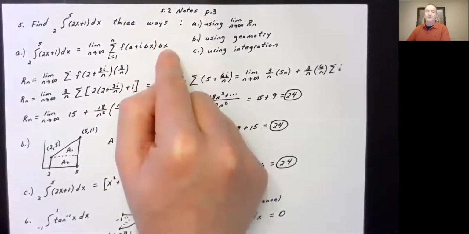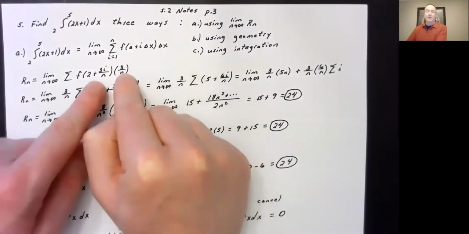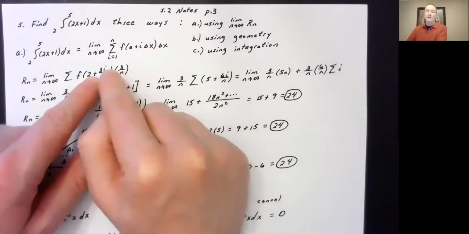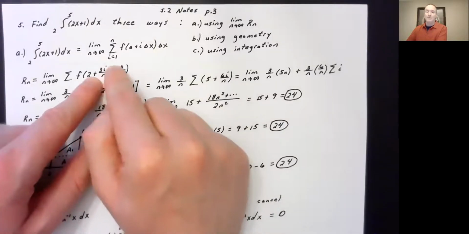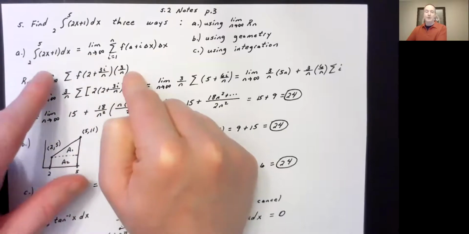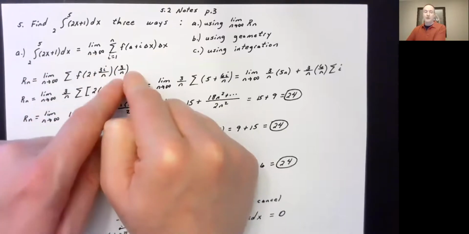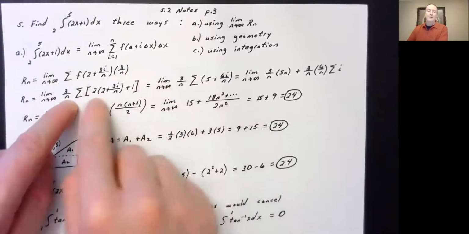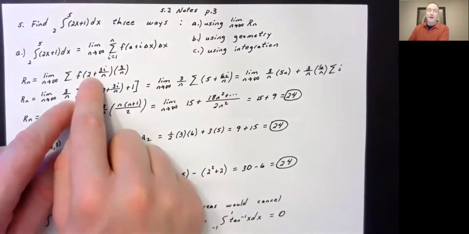Of course, times delta x, 3 over n here. That's what I've done here. f of a, which is 2, plus i times delta x becomes 3i over n. And of course, times the delta x, 3 over n on the outside. I brought the 3 over n on the outside, or sorry, times the summation on the outside. And then I took the functional value here.